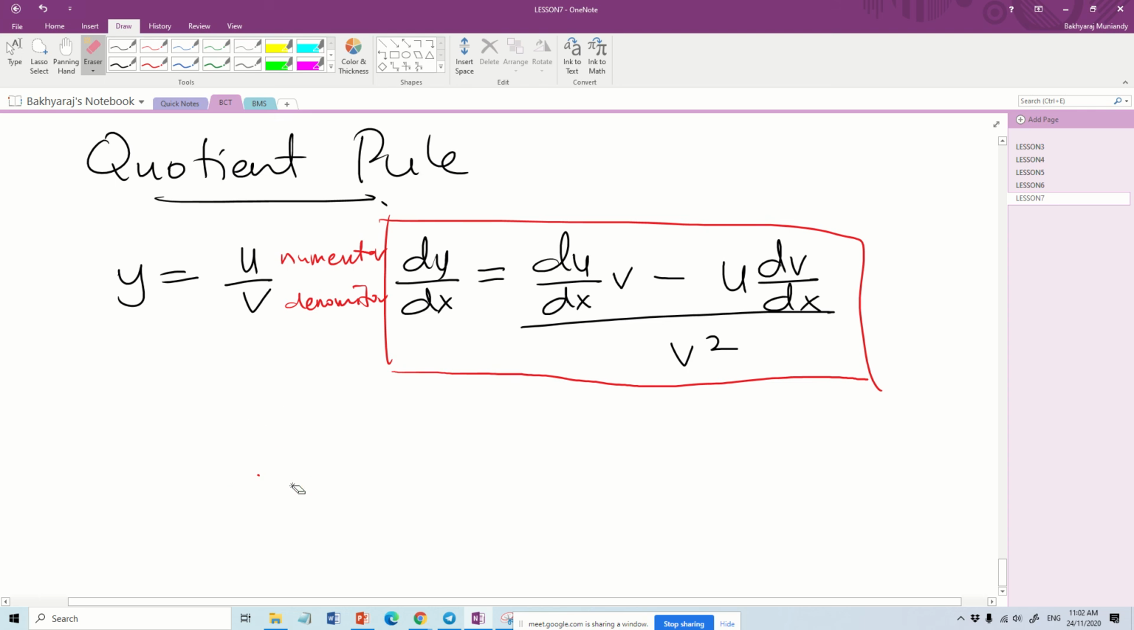So get the formula first. Salin dulu formula dia. Dy dx equal du dx v minus u dv dx over v square. Okay, itu formula dia. Once you copy, then I think you can go for question number 1. Y equal x minus 2 over x plus 4.